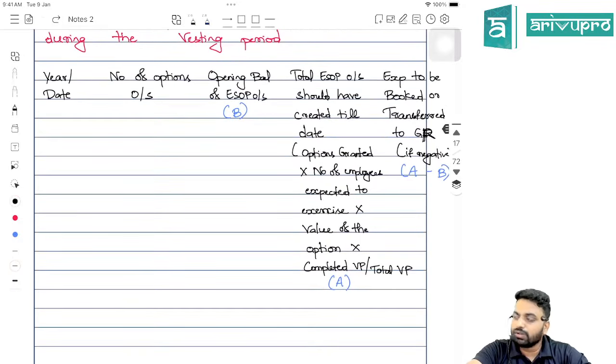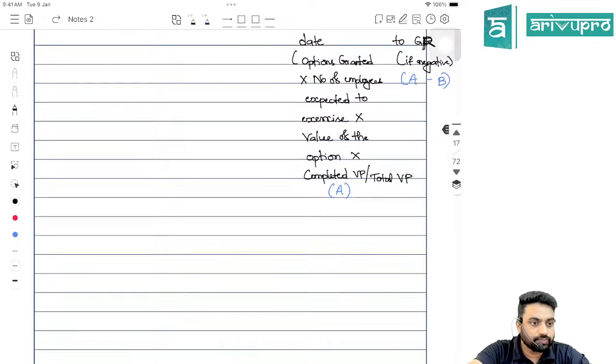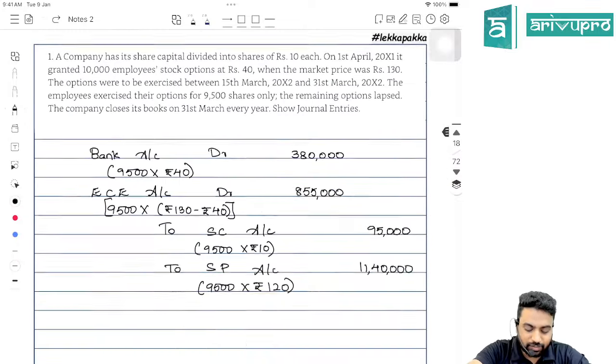This is the table usually what we will do. Year or dates we will write, number of options outstanding we will write, and opening balance of ESOP outstanding, and total ESOP that should have been created so far by taking cumulative, basically cumulative ESOP, right? We will find out the difference between how much we actually created, that is opening balance, minus what we should have created after 2 years, after 3 years. We'll take the difference, which will be charged to P&L. If the excess is there, it will be charged to general reserve.